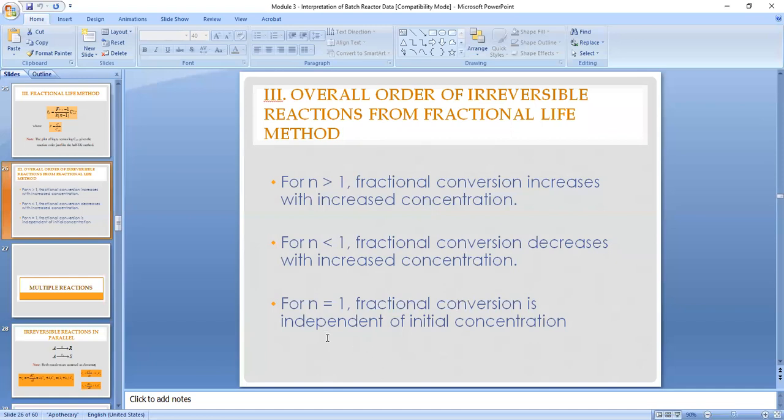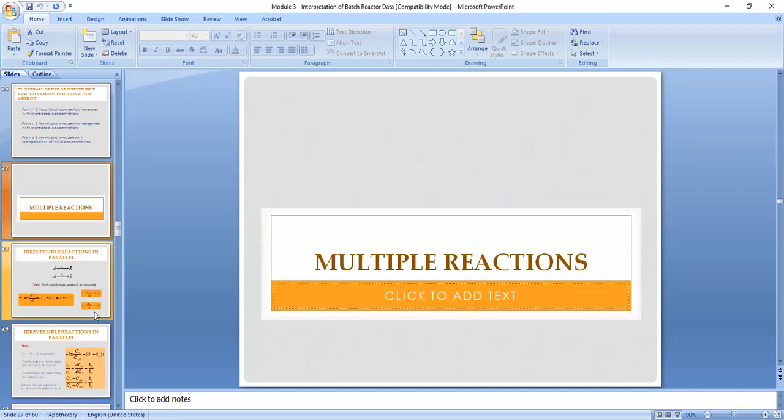When is that? When the order of the reaction is equal to 1. So take note of that. This is for the fractional life method, of course, including the half-life method, because a fraction will also include the half-life there. Now, let's go to multiple reactions.